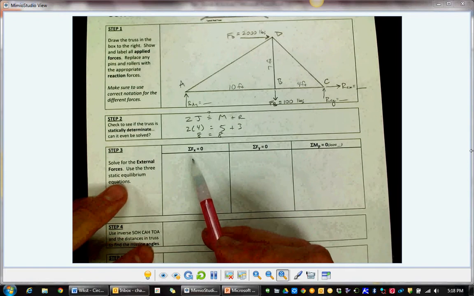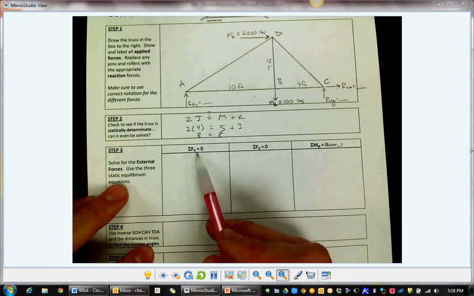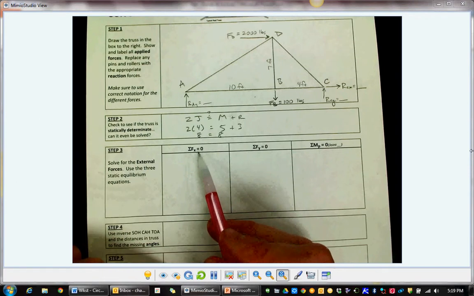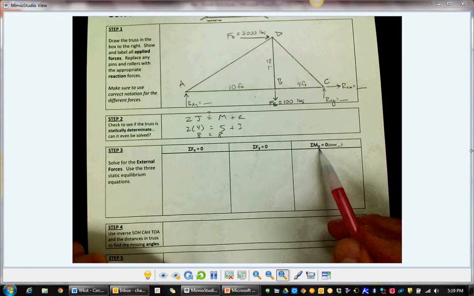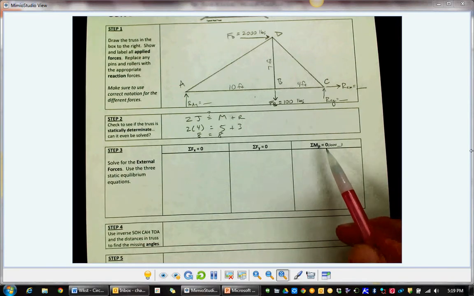Since this thing is in static equilibrium, it's stationary, we can use our 3 static equilibrium equations. Sum of the force in the x direction has to be 0 since this truss is not translating to the right or to the left. The sum of the forces in the y direction also has to be 0 because this truss is not translating up or down. And the sum of the moments about some point also has to equal 0. You can pick any point. Certain ones work better than others, and I'll tell you about that in just a moment.